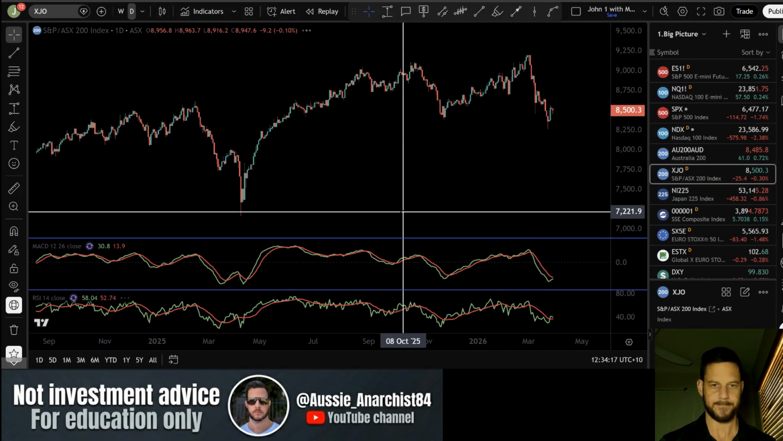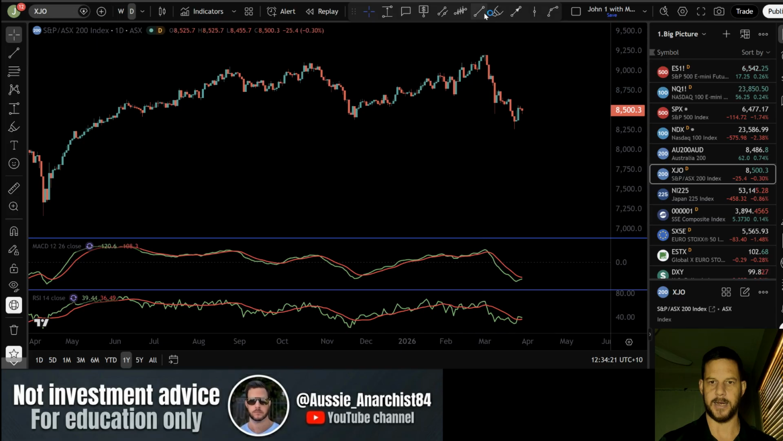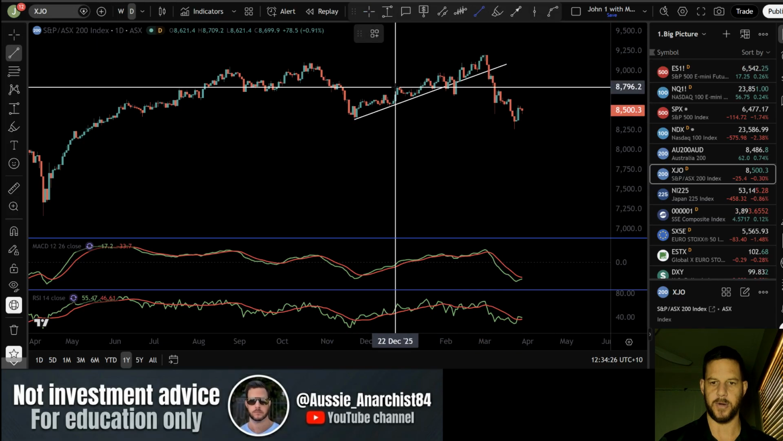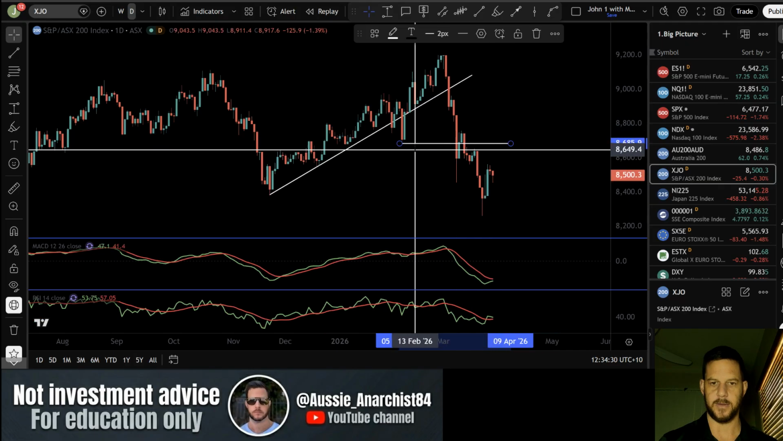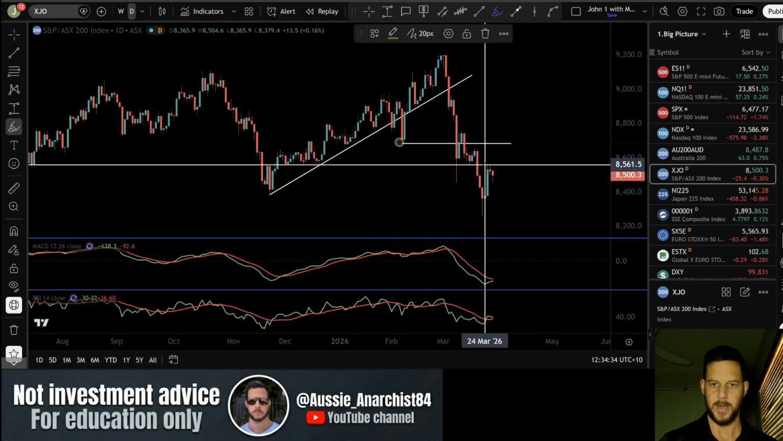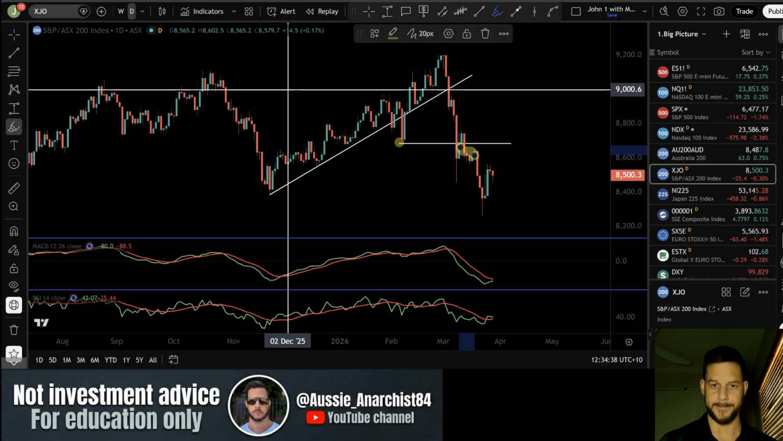Aussie market not having a very good time at all. We're on a daily chart here. We can see it had this sort of uptrend there. I've shown this one in previous videos, breaking of the trend. Let's zoom in a bit. You can see the previous low there from February, breaking down from those. It tried to consolidate a little bit there.